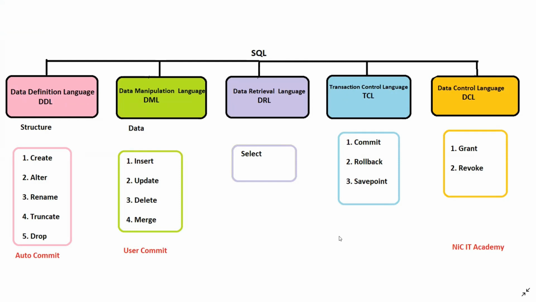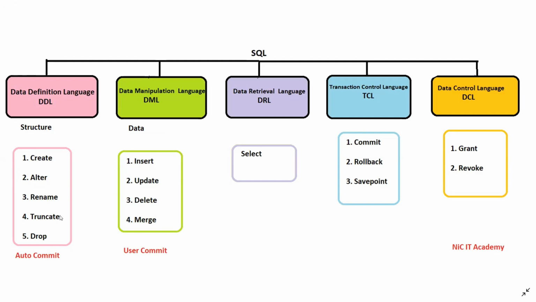The first one is Data Definition Language, which we call DDL. It always deals with the structure of the table. In order to create the table, or to alter it after creating it, for example if I want to add a column, drop a column, or rename a column, you can go for alter. If you have to change the data length or data type, you can use modify. Then there is renaming a table or a column.